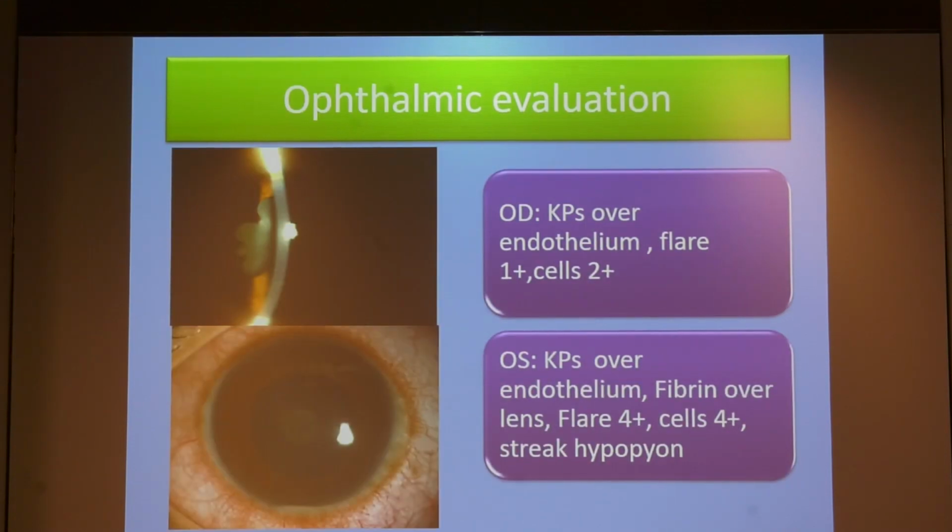So a slit lamp evaluation was done. In the right eye, the KPs were there over the endothelium along with flare 1 plus and cells 2 plus. And in the left eye, it was KPs along with fibrin, flare 4 plus, cells 4 plus, and a streak hypopyon was there.